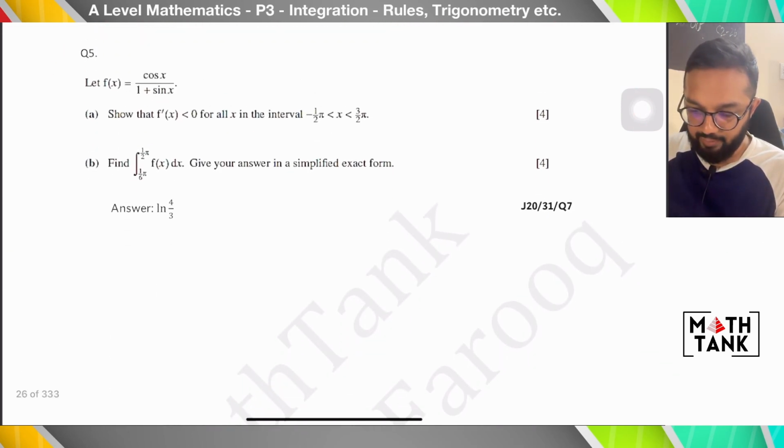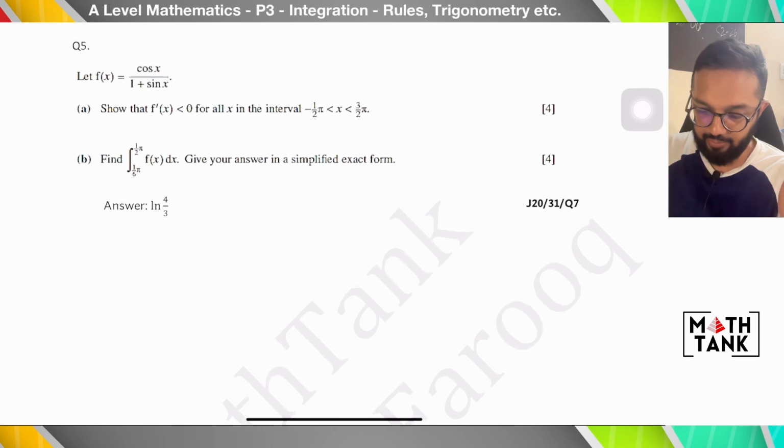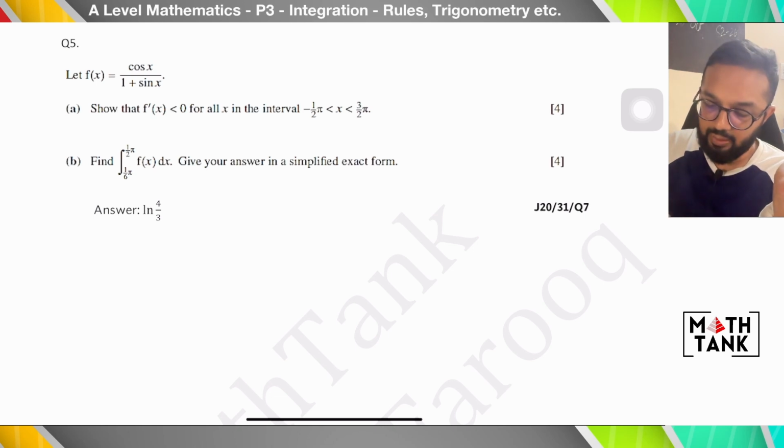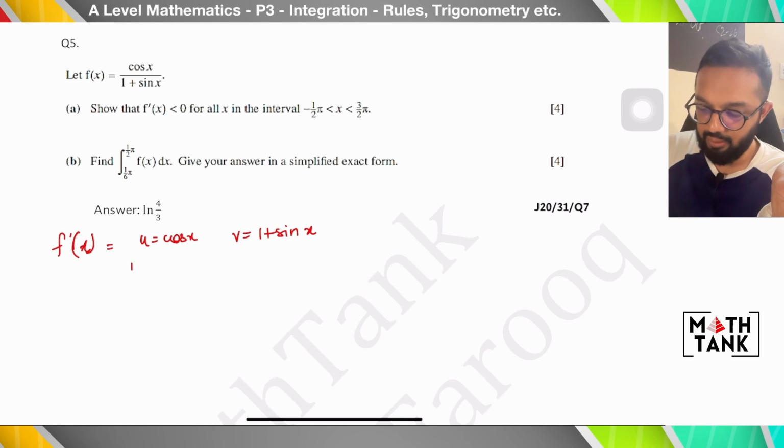Question number 5 is about cos x over 1 plus sin x. Show that f dash of x is less than 0 for all x in the interval. So I am going to find f dash of x first. This is the quotient rule. So I'm going to say that u equals cos x, v equals 1 plus sin x. u dash is minus sin x, v dash is cos x.